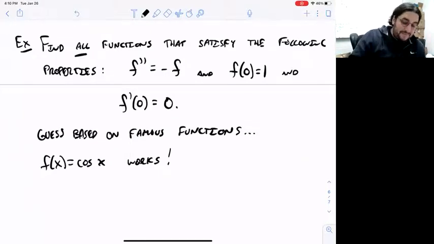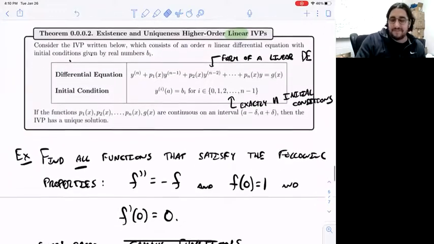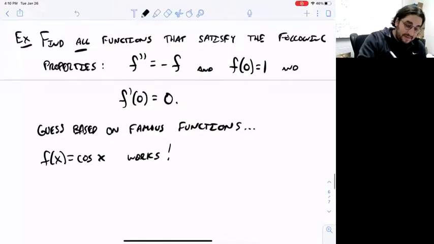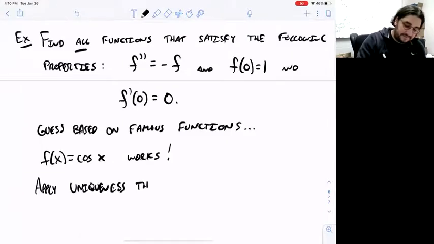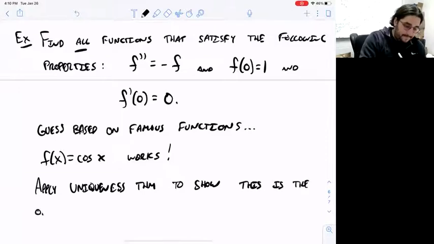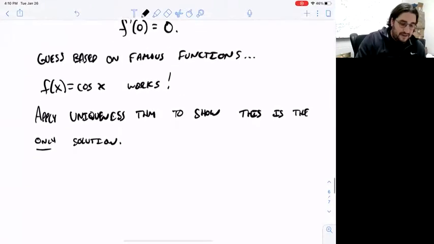Oh, and I'm tasked with finding all functions. Wait, but maybe there is only one solution to this set of properties. That's exactly what the theorem tells us. If we can apply the uniqueness theorem, then I can say that there aren't any other solutions. Let's apply the uniqueness theorem to show that this is, in fact, the only solution, that we already have all the solutions. This one solution is the only solution. So how can I do that?